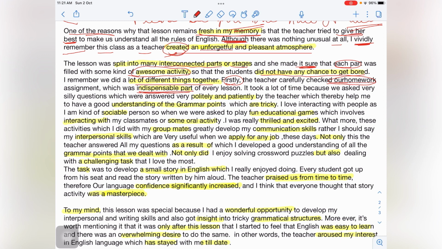part of every lesson. I hope I am doing that Hindi part properly. It took a lot of time. Please give in your comments if it is okay with you to speak Hindi sometimes, you know.